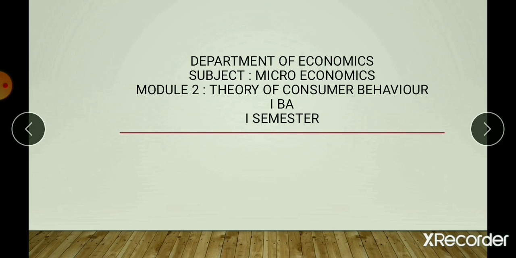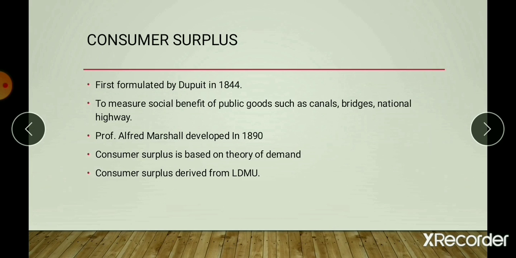Let us discuss today's class, the fourth part of this chapter, that is consumer surplus. The concept of consumer surplus plays an important role in economic activity, especially in welfare economics. This concept was first formulated by the French civil engineer and economist Jules Dupuit in 1844 to measure the social benefit of public goods such as canals, bridges, national highways. Later on, Professor Alfred Marshall developed this theory in 1890. So consumer surplus is based on the theory of demand and it is derived from the law of diminishing marginal utility.